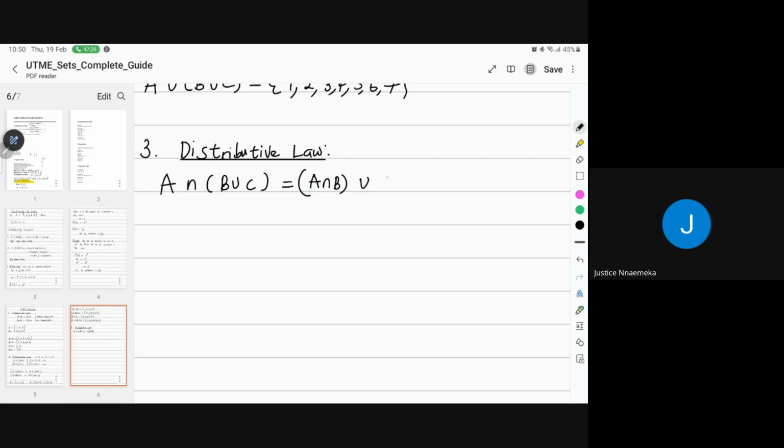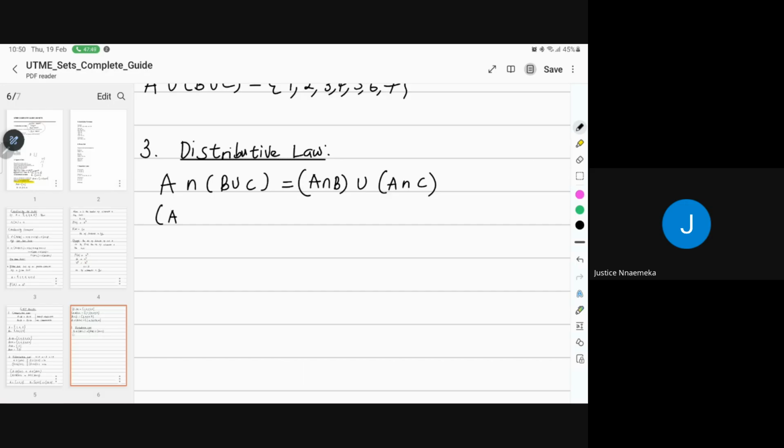Then I have my union. Then I have my A intersect C. Are we together? More like I'm opening up the bracket. Distributive law. Good. A intersect B, then you have your union in between, then A intersect C, more like opening up the bracket. That's what your distributive law is all about.